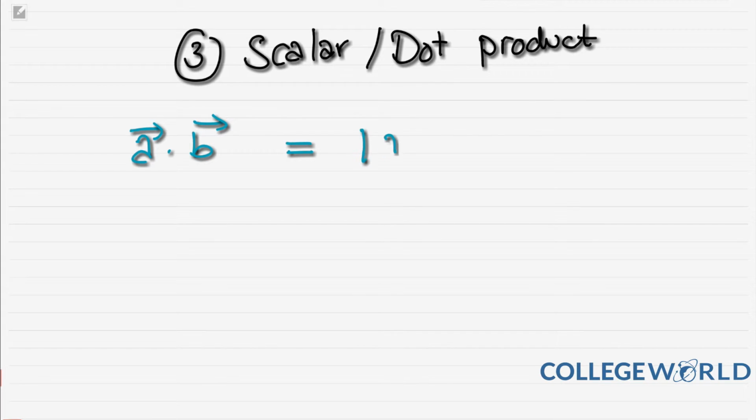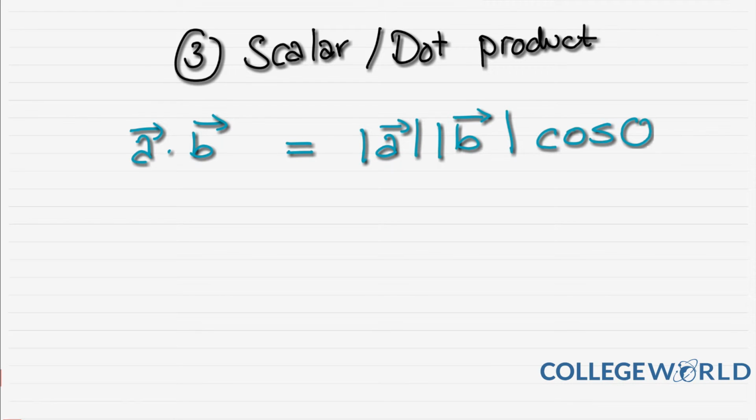From then on, we can move on to our third case, which is the scalar, also known as the dot product. What is the scalar or the dot product? It's basically the product of any two vectors. So if you have vector A multiplied by vector B, you can find the answer as the magnitude of A multiplied by the magnitude of B multiplied by cosine theta.